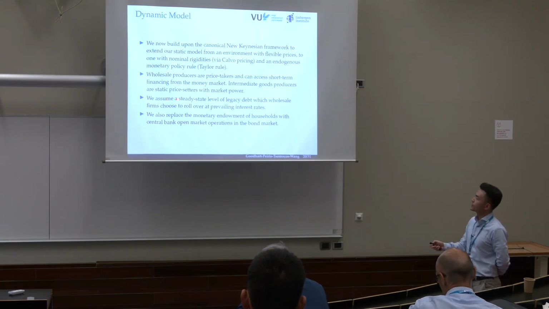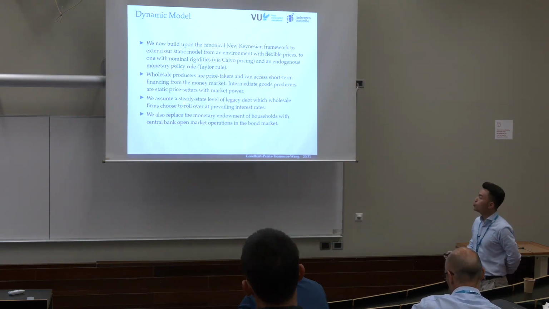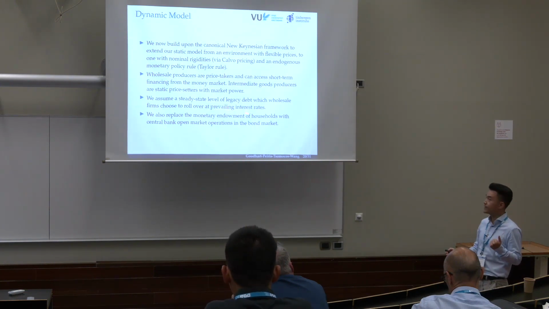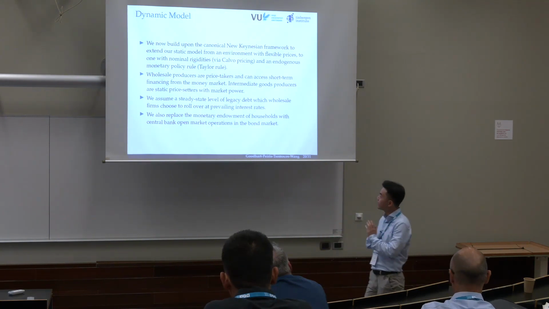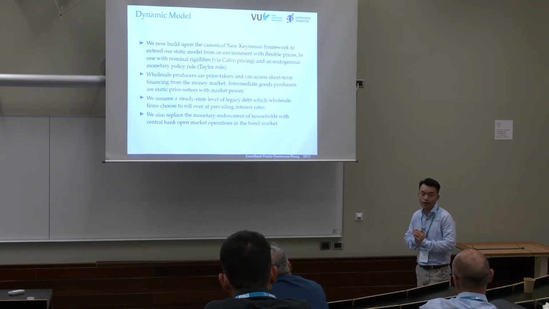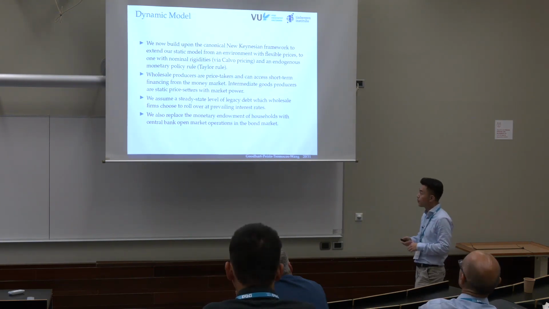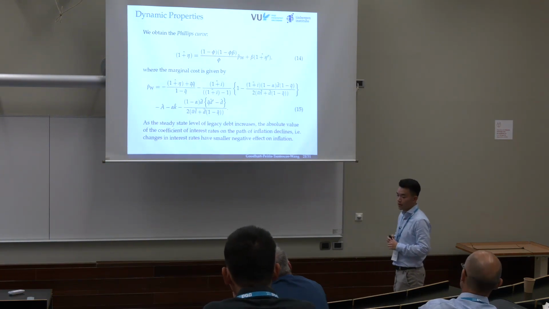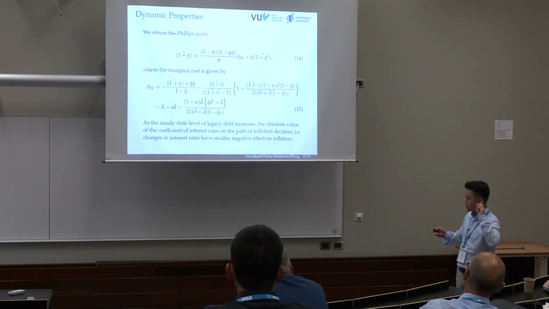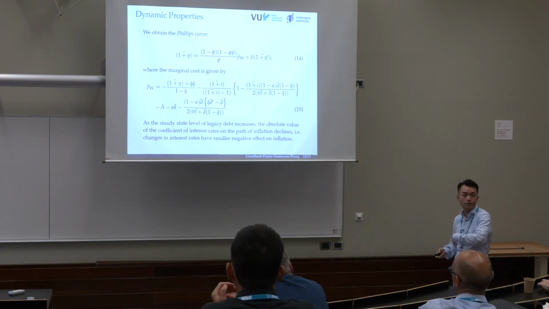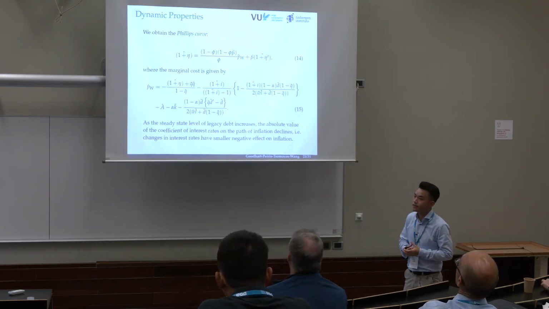Intermediate goods producers are static price setters with market power, and that's standard in the literature. We assume a steady-state level of corporate legacy debt, which the wholesale firms choose to roll over at prevailing interest rates. They also replace the exogenous monetary endowment of the households with central bank open market operations in the bond market. Skipping each agent's maximization problem, I'm just going to highlight the Phillips curve and the dynamic IS curve, and how they are augmented via the debt mechanism.